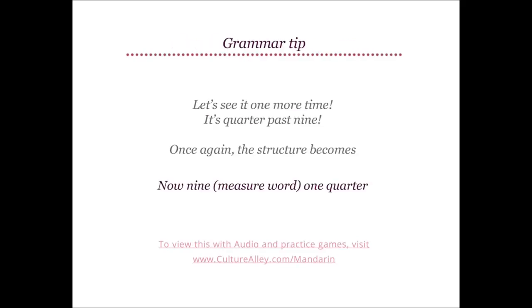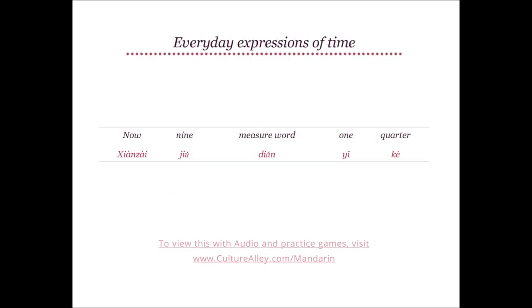It's 9:15. By now, you are familiar with the structure, which becomes now 9, measure word 1/4. Now let's see how we translate it's 9:15 in Mandarin. It will become now 9, measure word 1/4. Let's break it up. Now in Mandarin is 现在. 9 becomes 9. The measure word is 点. 1 will be 一. And 1/4 is 刻.